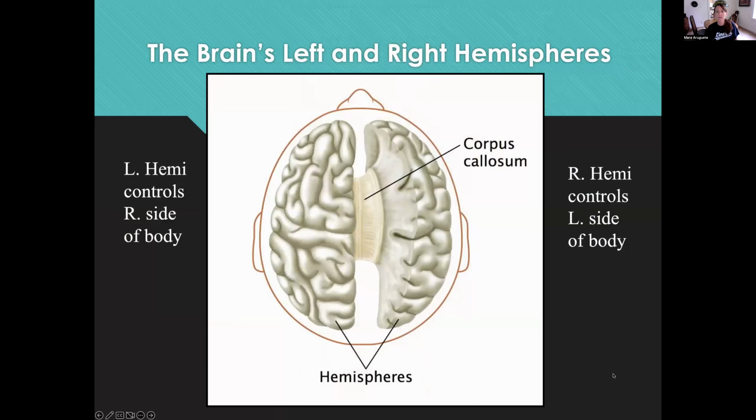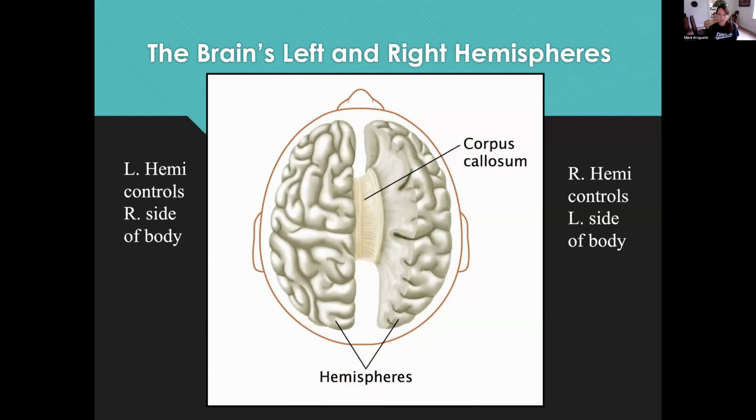Okay, I want to talk a little bit about the brain's right and left hemispheres. The left hemisphere of the brain controls the right side of the body, and the right hemisphere of the brain controls the left side of the body. They are connected by a band of fibers, which are actually neurons, called the corpus callosum. And that allows them to talk to each other. There's lots of communication between the two sides of the brain in the normal brain.